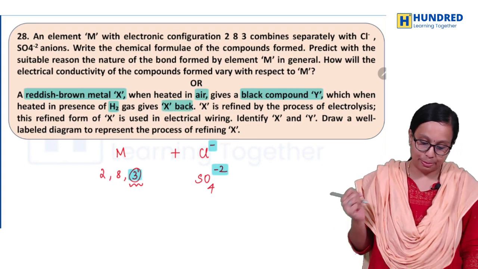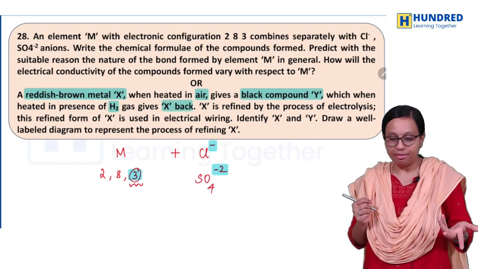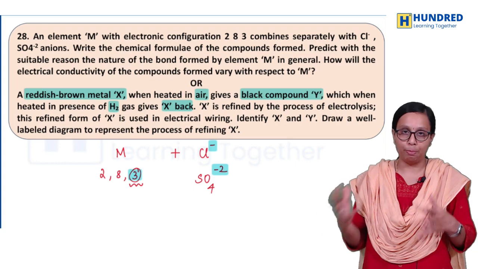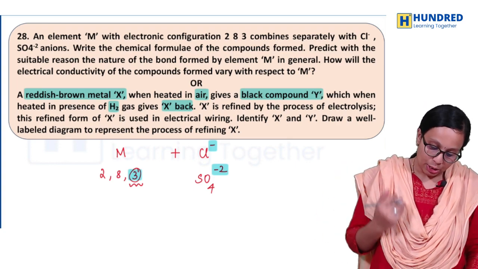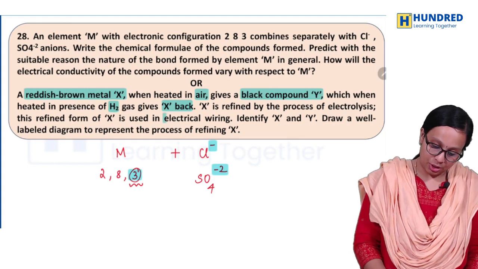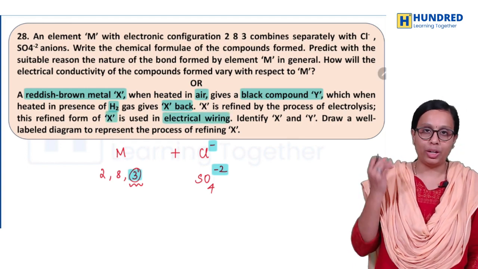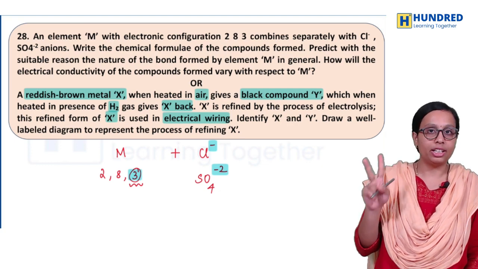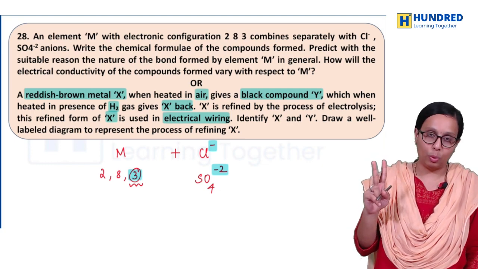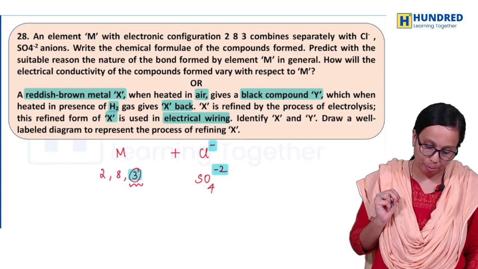Okay, so this is the expression. It is refined by the process of electrolysis. So you can refine it, that is, you can purify it with the help of the electrolysis method, that is by passing current. Here they've asked us, it is used in electrical wiring, which is another clue. So we know there are 2 clues given here. Copper is a reddish brown metal, that's one clue. Another one is copper is used in electrical wiring. So 2 clues are given to find the compound X.